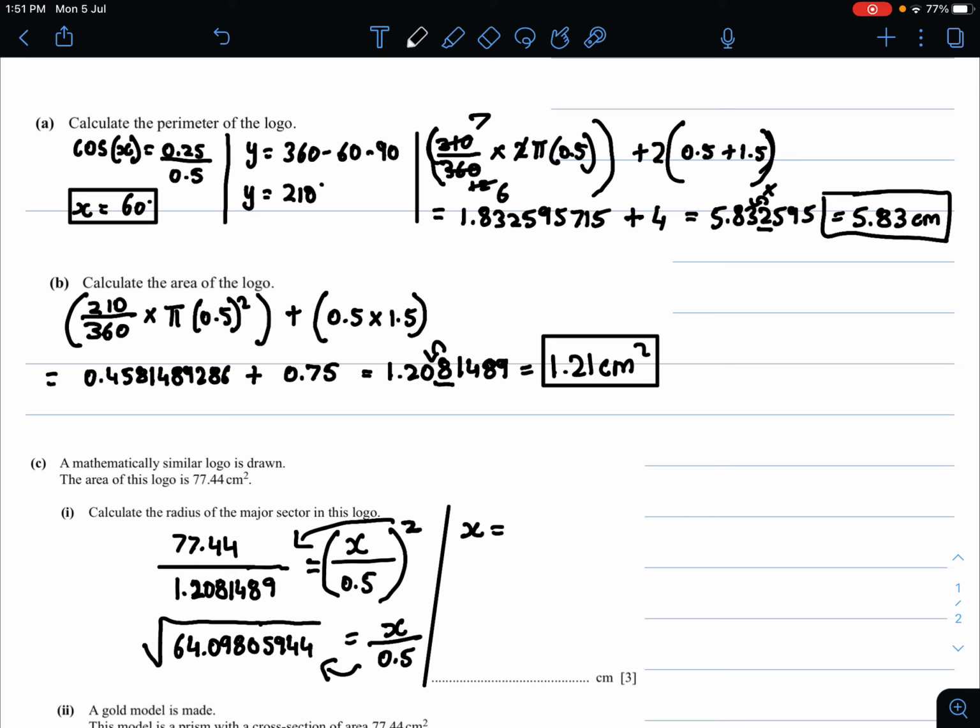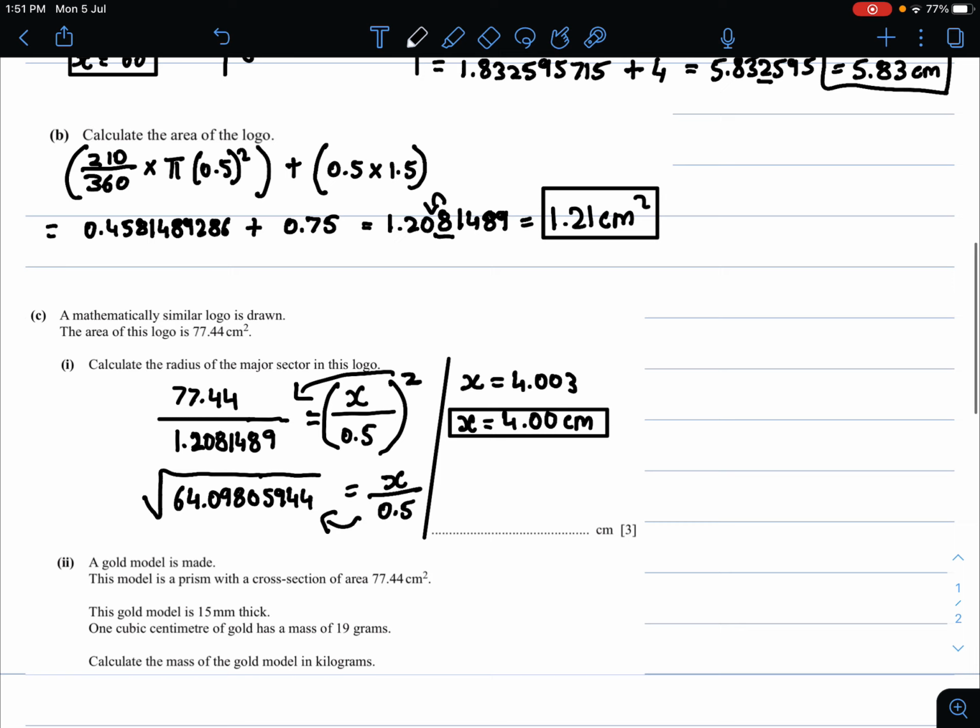So the root of 64.09 will give you 8.006, my bad, and multiplied by half will give you 4.003. Therefore, your final answer in three significant figures, or you can leave it as one significant figure as well, would come to 4.00 centimeters.